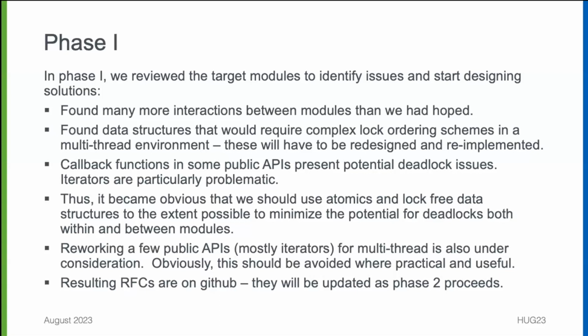Callback functions on public APIs are particularly entertaining because you have no control over what's in the callback function. And if you're holding a lock, well, who knows what can happen. It's particularly an issue with the iterators. Bottom line on all of this is we need to use atomics to the extent possible, with as little locking as possible. And it may be appropriate to do some reworking of some APIs for the multi-thread case.